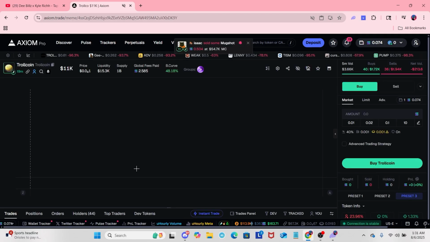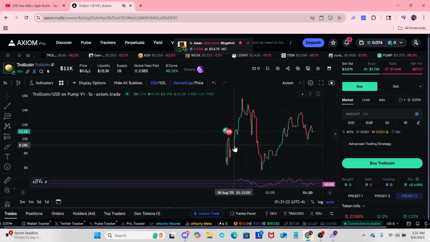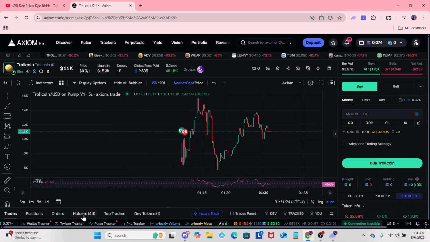So right here, like Trollcoin, it has a good market cap. It has 11,000, and it has a good amount of volume. Not a crazy amount, but it has volume, and that's what you want to see.